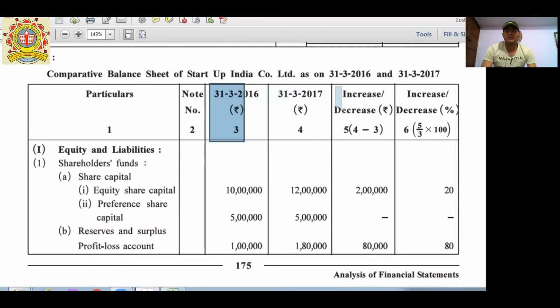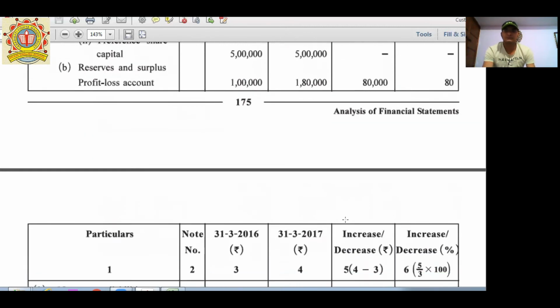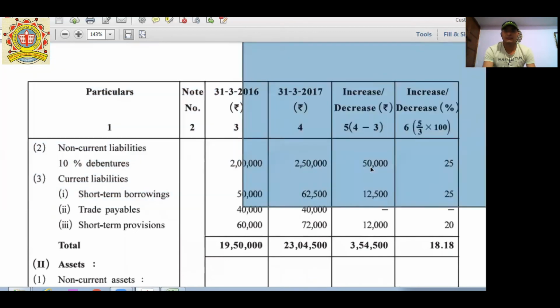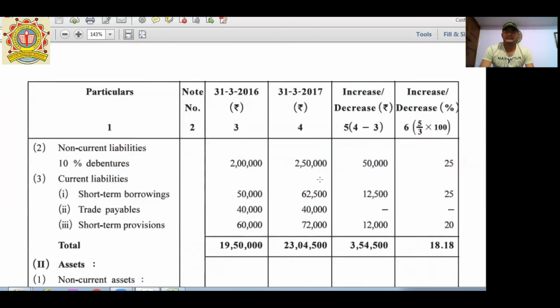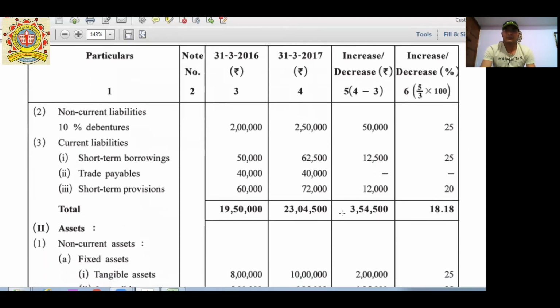Now fifth column, increase or decrease in amount. How do we get this value? Column number 4 less column number 3. 12 lakh minus 10 lakh, 2 lakh. 5 lakh minus 5 lakh, 0. 180 minus 1 lakh, 80,000. 250 minus 2 lakh, 50,000. 62,500 less 50,000, 12,500. 40 less 40, 0. 72 less 60, 12,000. 23 lakh 4,500 less 19 lakh 50,000, 3 lakh 54,500.